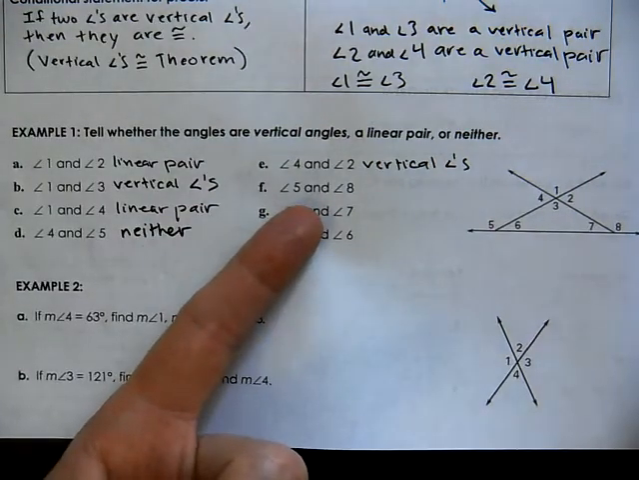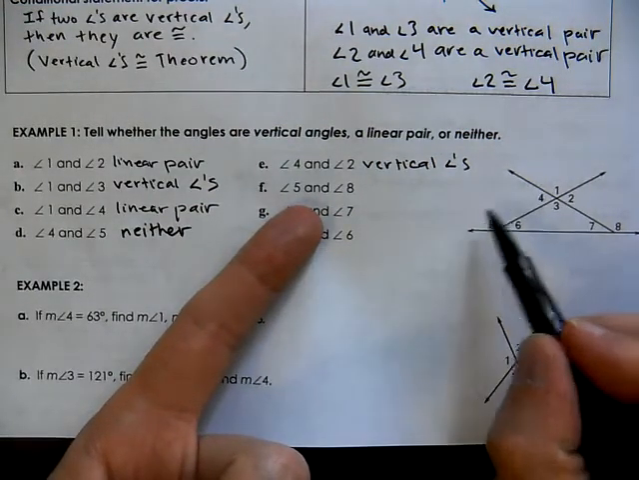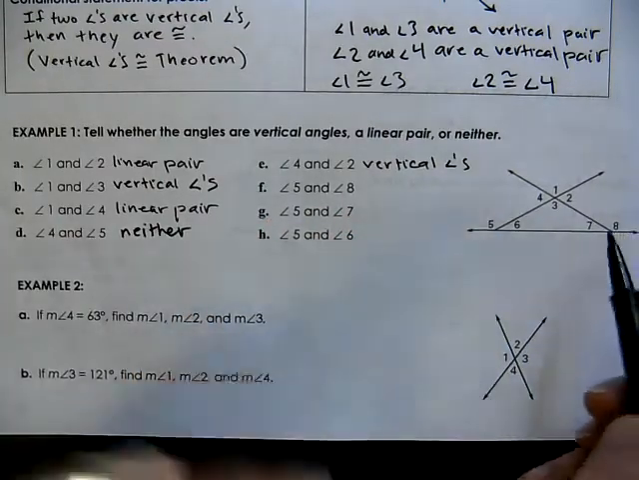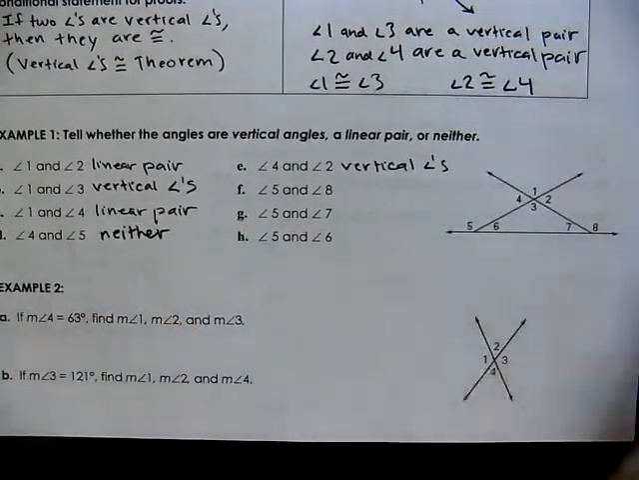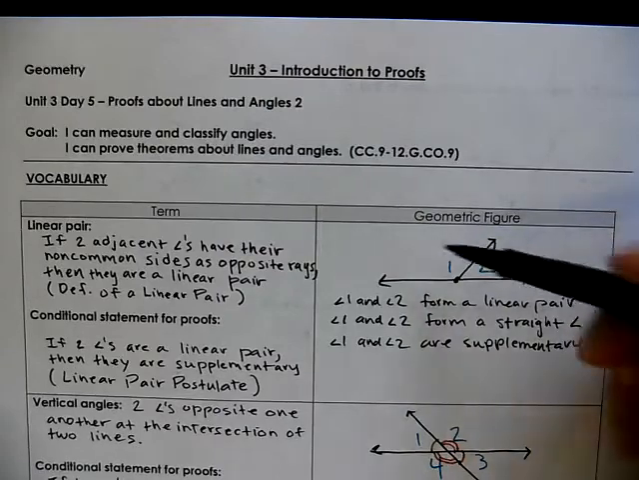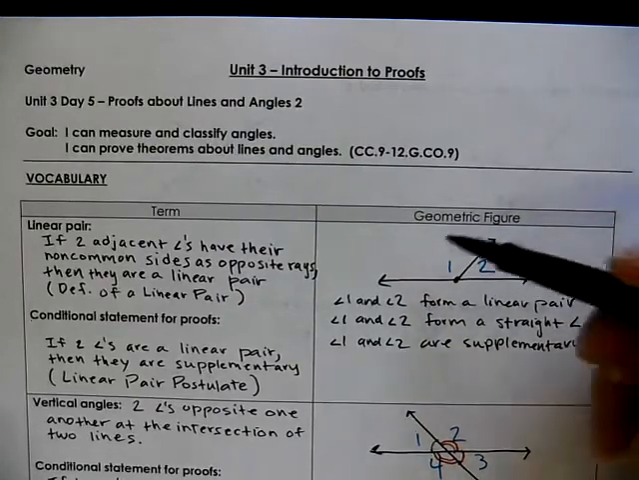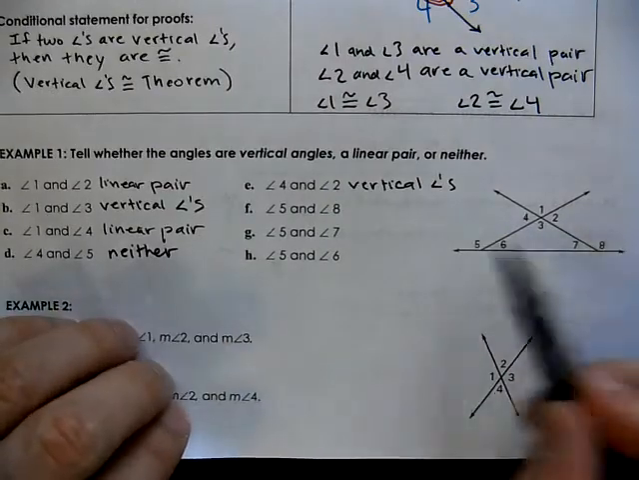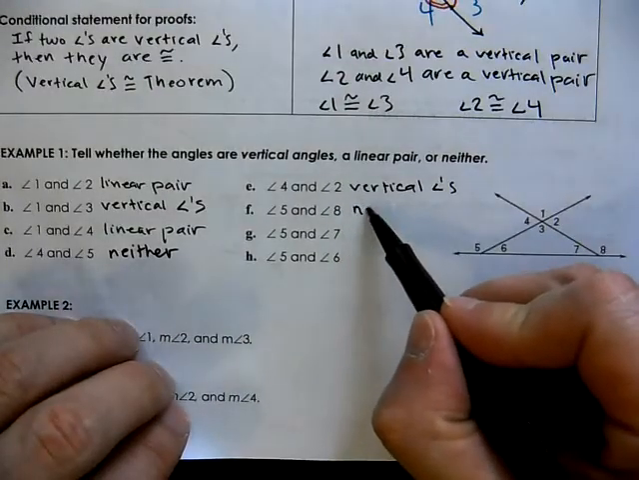Letter F, this is angle 5 and angle 8. Here's angle 5 and here's angle 8. Notice that angles 5 and 8 are on one straight line, but they're not next to each other. By definition, if we're talking about a vertical pair, they have to be two angles that are next to each other, adjacent to each other, while angles 5 and 8 are not adjacent to each other. So that's neither.